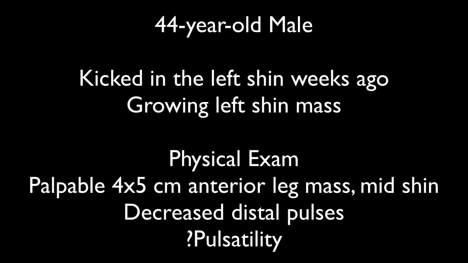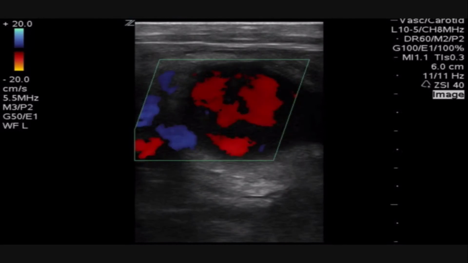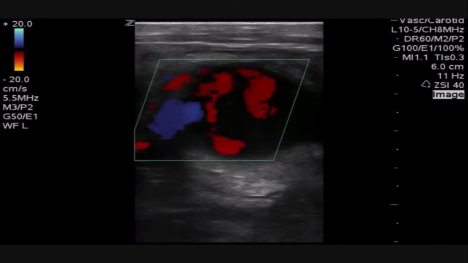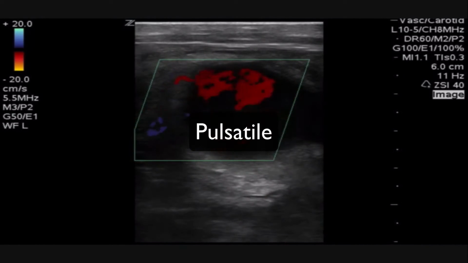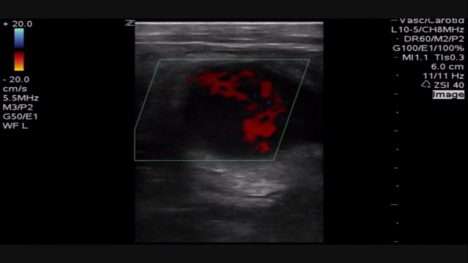His pulses distally are a bit decreased, and you're not sure, but you feel like there's some pulsatility to this mass. So you use your point-of-care ultrasound and your linear probe. You see an anechoic mass, and then you apply some color. And with color, you can see that this is clearly a vascular mass. It's pulsatile, and it has directional flow. You thank your lucky stars that no one tried to I&D this mass.